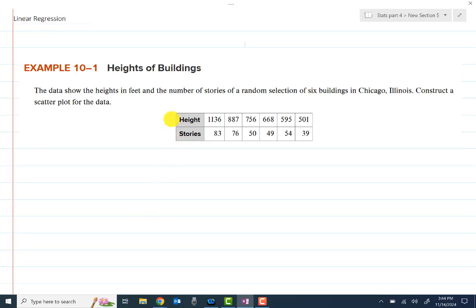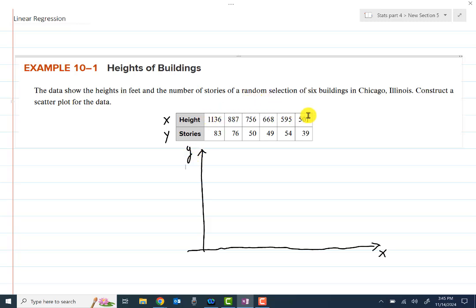So what I'm going to do is label this first one X and the second one Y. Then what I'm going to do is graph them. X will go along the horizontal axis and Y will go along the vertical axis. I don't need this to be a great picture. I just need to get the idea across. So the X's, as you can see, they go anywhere from 501 to 1136. So I'm going to start it at 500 and just count from there every 600.